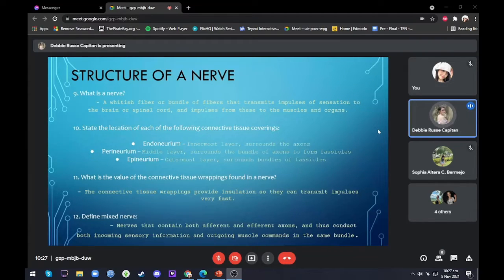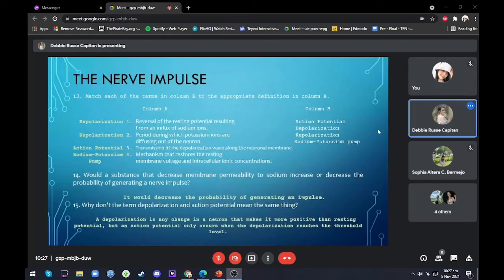So mixed nerves are nerves that contain both afferent and efferent axons, and thus conduct both incoming sensory information and outgoing muscle commands in the same bundle. Number 13, match each of the terms in column B to the appropriate definition in column A.